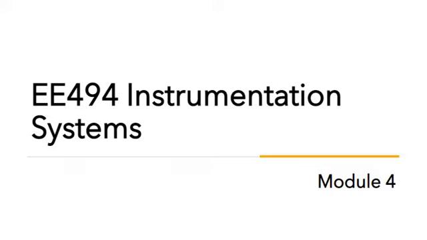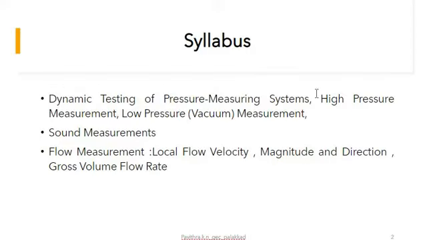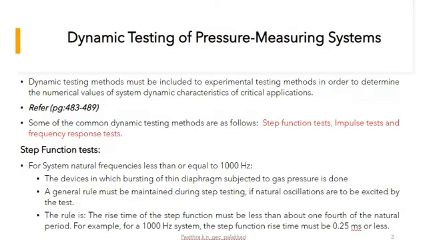Hello all. So in this session we are going to start with module 4 of instrumentation systems. These are the various topics we have to cover in this module: dynamic testing of pressure measuring systems, high pressure measurement, low pressure measurement, sound measurement and flow measurement. So let us first move on to dynamic testing of pressure measuring system.